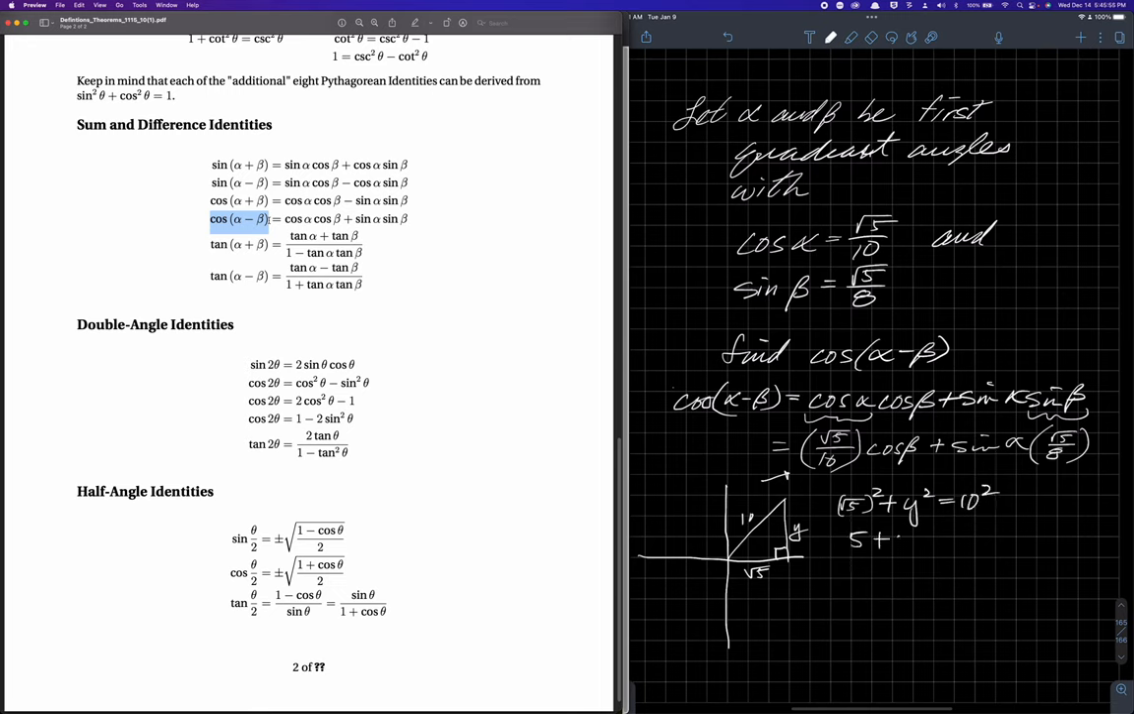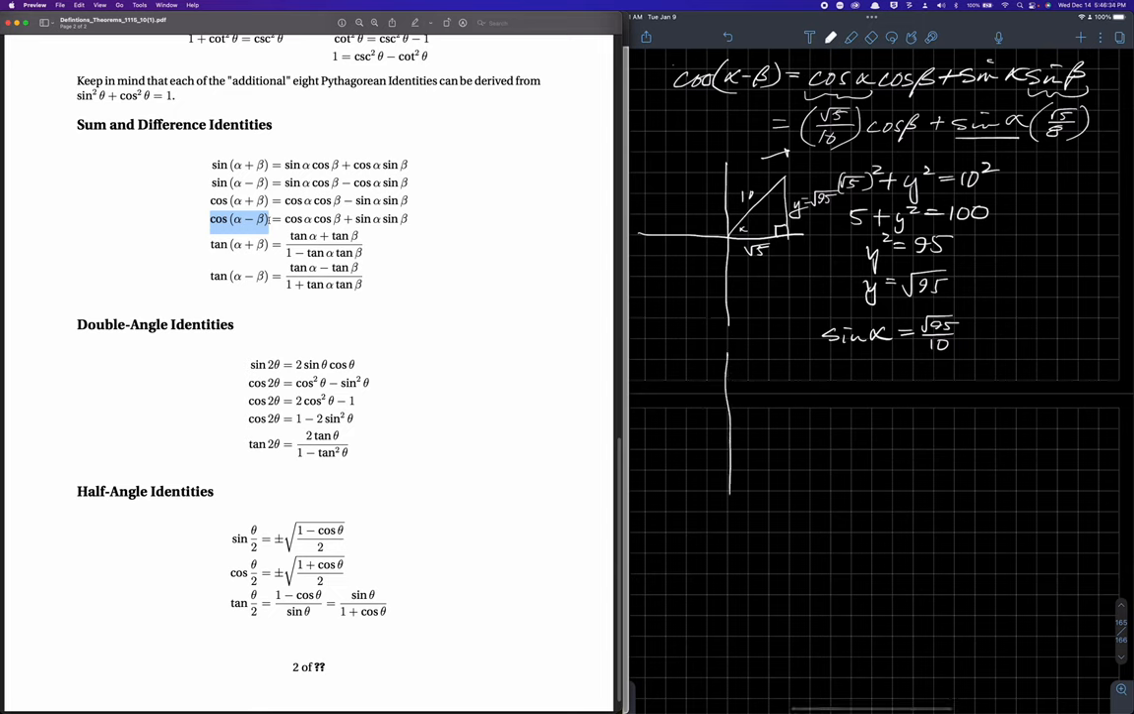So this is 5 plus y squared equals 100. Y squared equals 95, y equals square root of 95. Technically, that's plus or minus, but we can't have a negative side length, so we'll have the square root of 95. That means that the sine of alpha, which we're looking for, is going to be the square root of 95, the opposite leg for alpha, divided by 10.